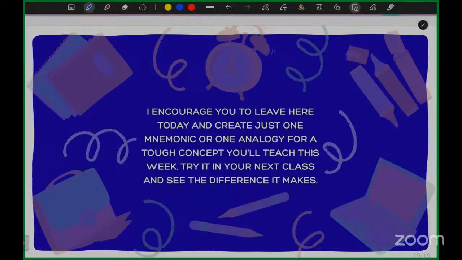So last but not least, I encourage you to leave here today and create just one mnemonic or one analogy for a tough concept which you will teach this week, so that you can see the difference it makes. I hope you are all clear with this concept of mnemonic and analogy.